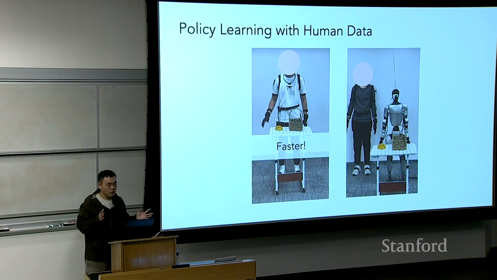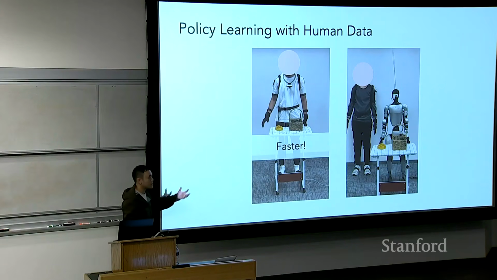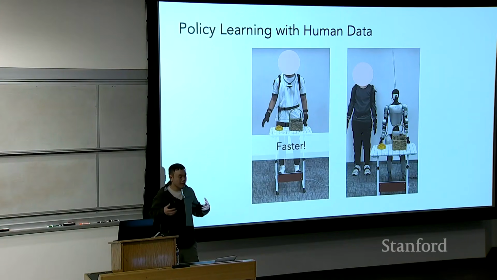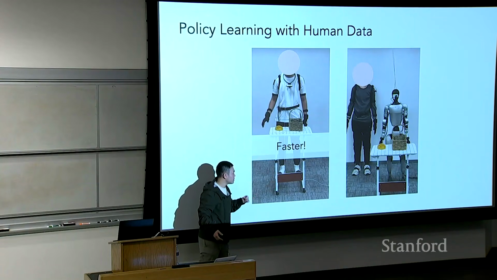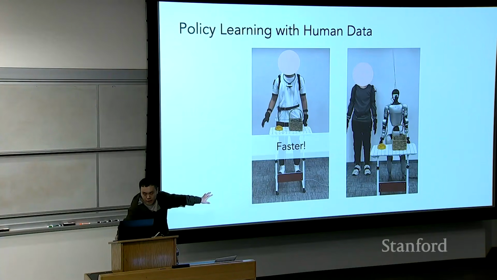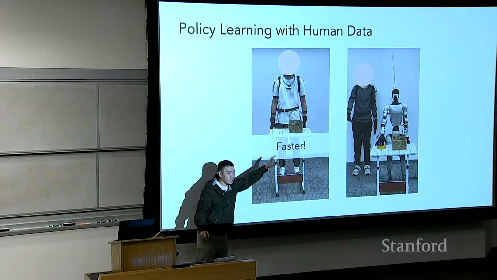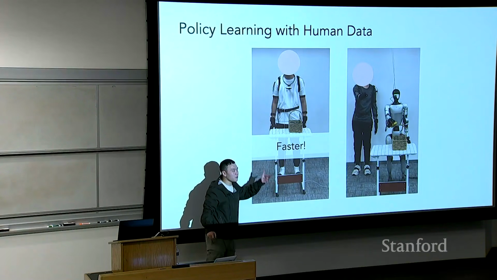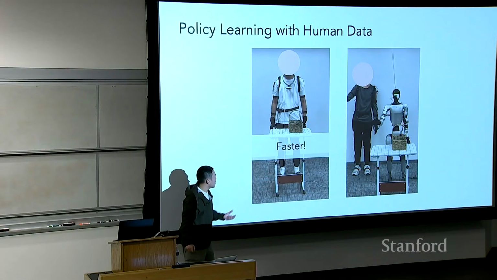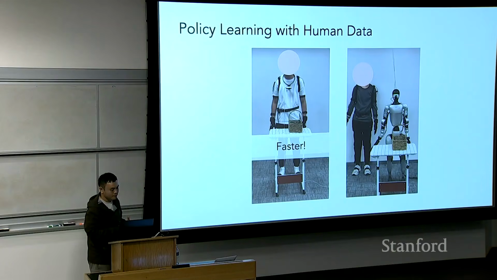And finally, in this work, we also explore learning with human data. This is because with this IMU-based tracking system, we can directly collect data with a human without teleoperating a humanoid robot. As you see from this video, a human performs a task much faster than teleoperating a robot to perform the task. So if we can leverage this human data to augment teleoperation, we can speed up the learning with more data.